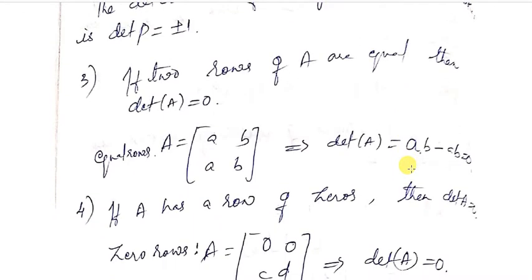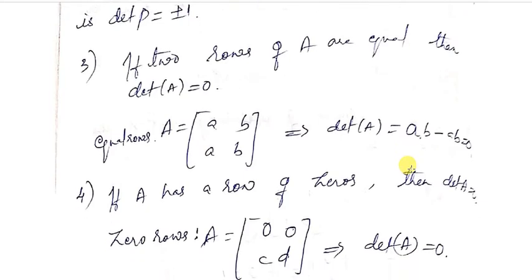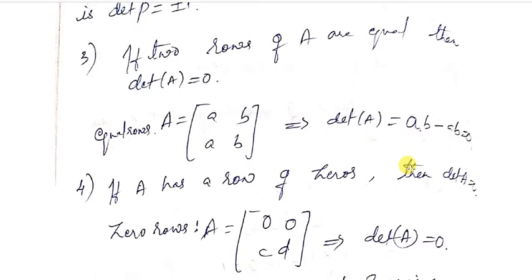The third property is: if two rows of A are equal, then the determinant of A is 0. Without expanding the determinant, we can write its value as 0. Whenever we find two rows equal, we can write its value as 0 by using this property. This property is called equal rows.